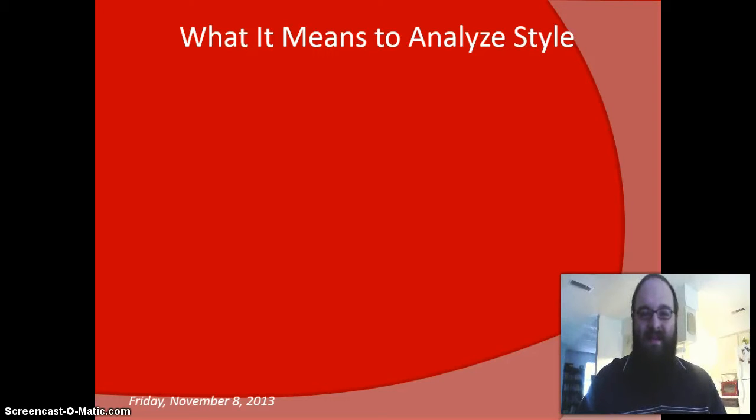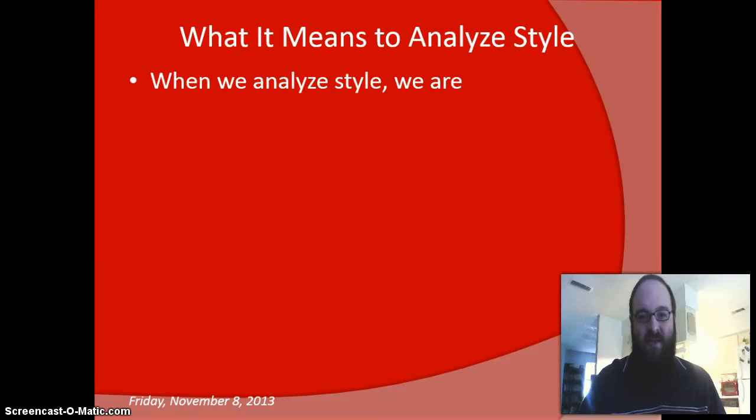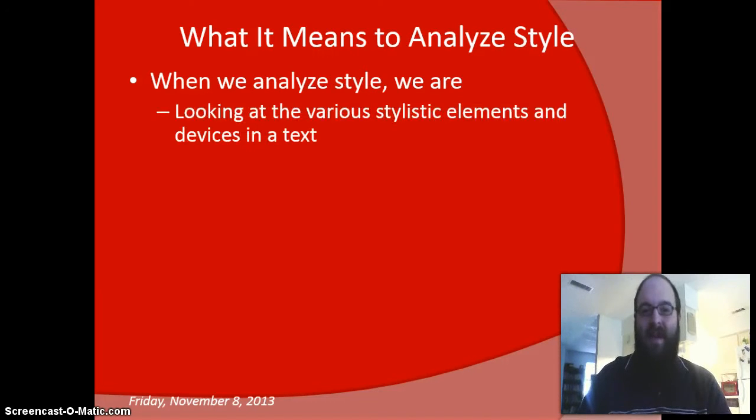We've talked at length in class and in a previous video about what it means to analyze a text, but what does it mean to analyze a text style? Well, essentially, when we analyze style, we're looking at the various stylistic elements and devices in a text. And by elements and devices, I'm talking about all of those devices, those structures that you're taught starting in 6th or 7th grade. We're looking for things like metaphors and figurative language and imagery and personification.